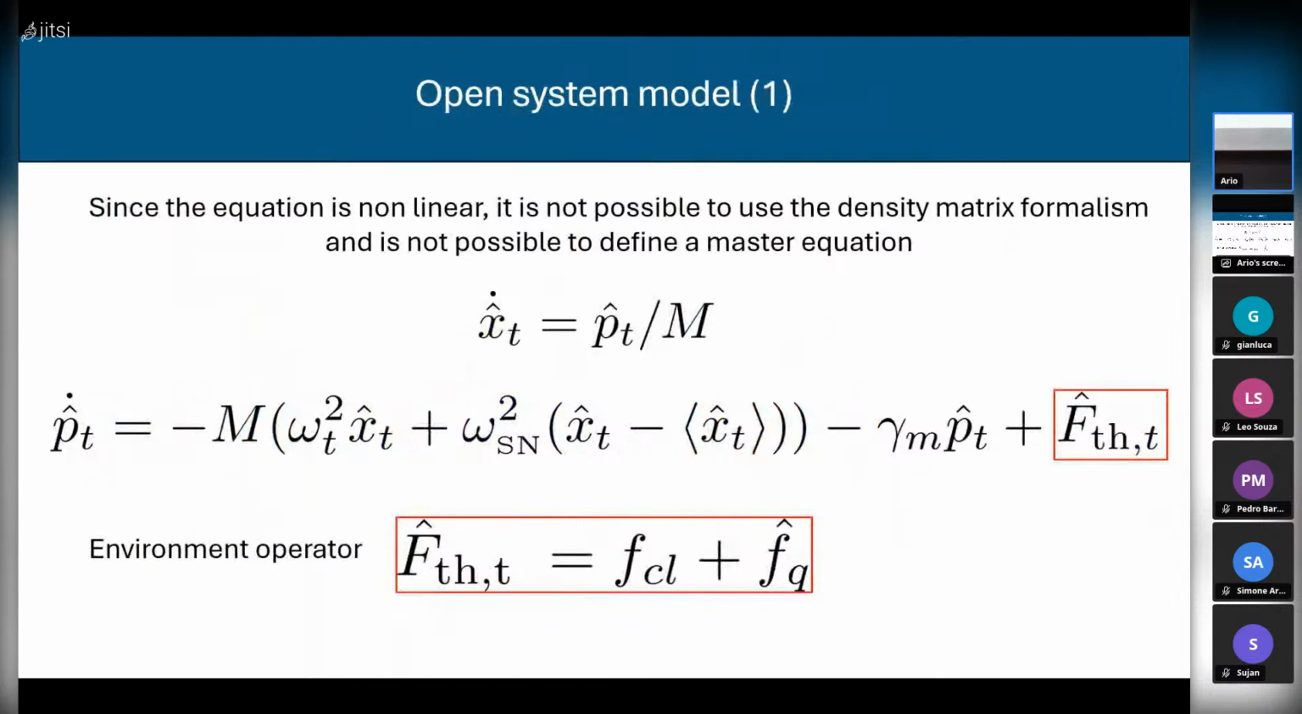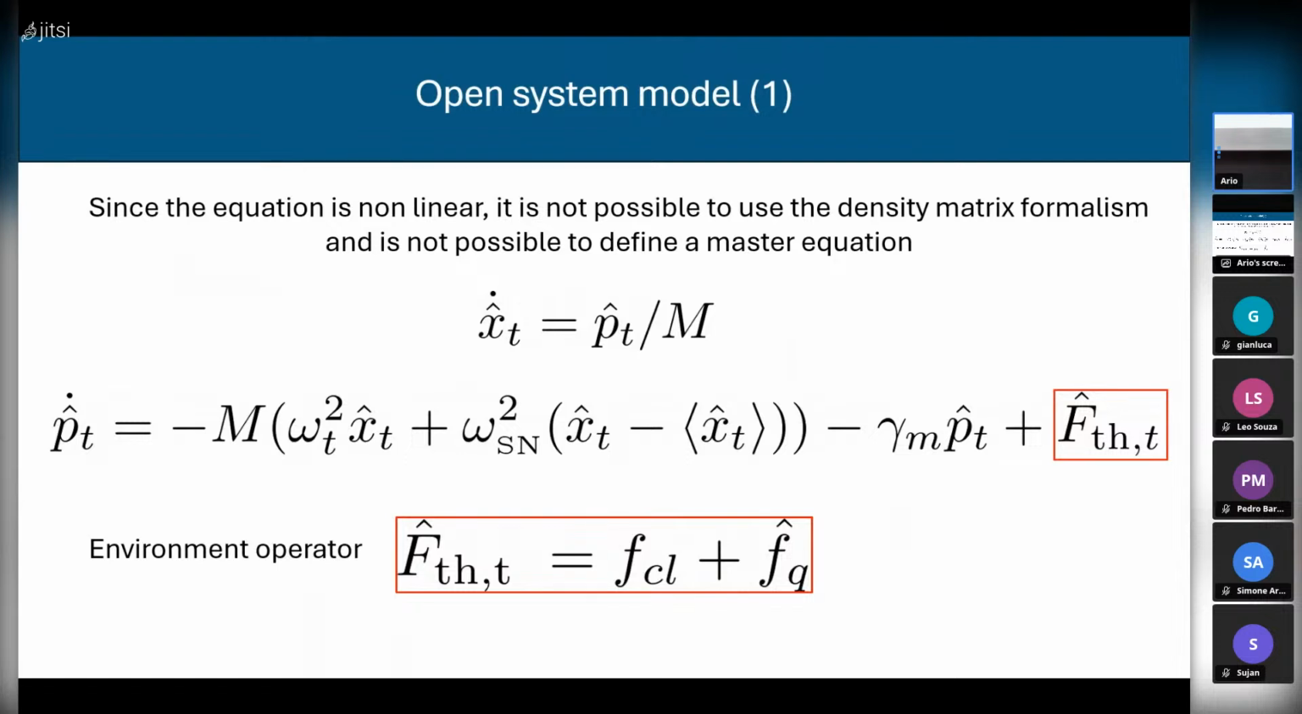So the main problem is how you are going to model an open system for this kind of equation. If you put this system into a bath, the problem is that you cannot use density matrix formalism, because the equation is nonlinear, and then you cannot in any case do this.